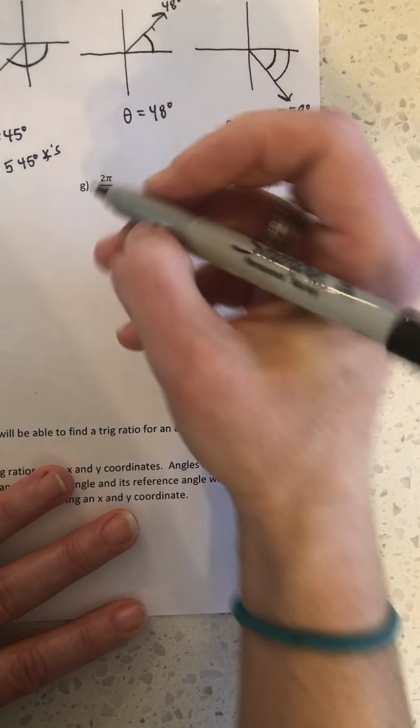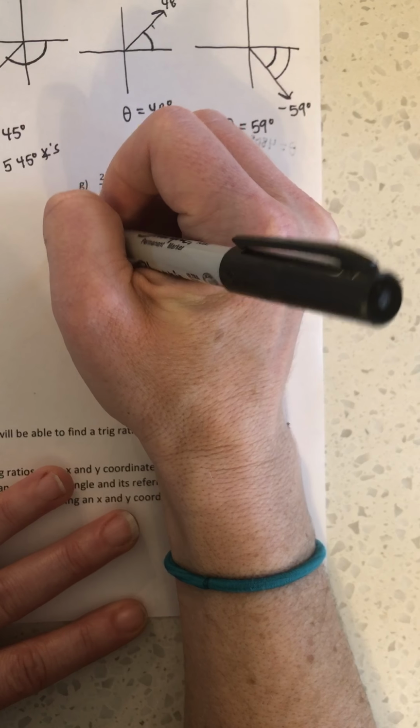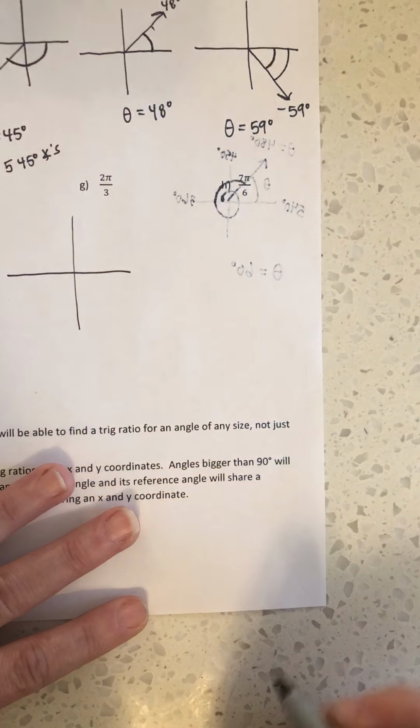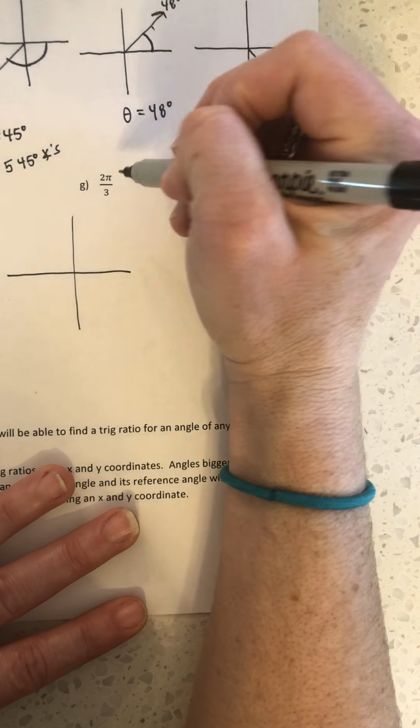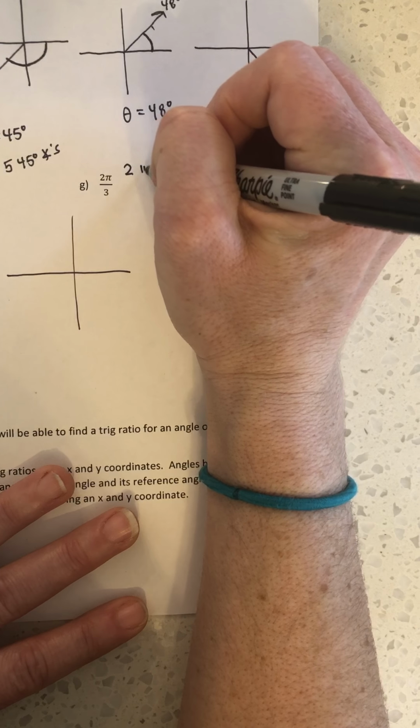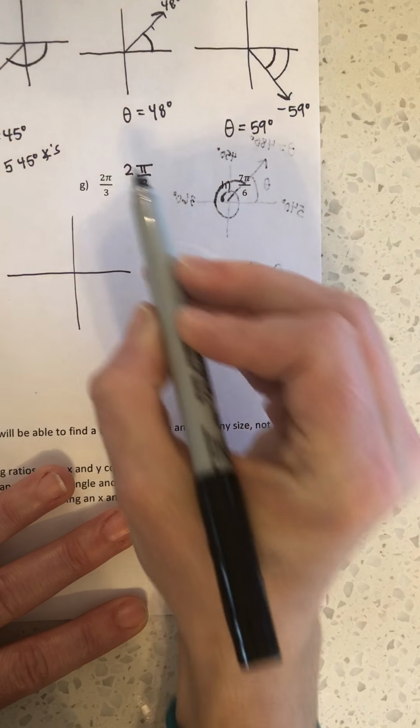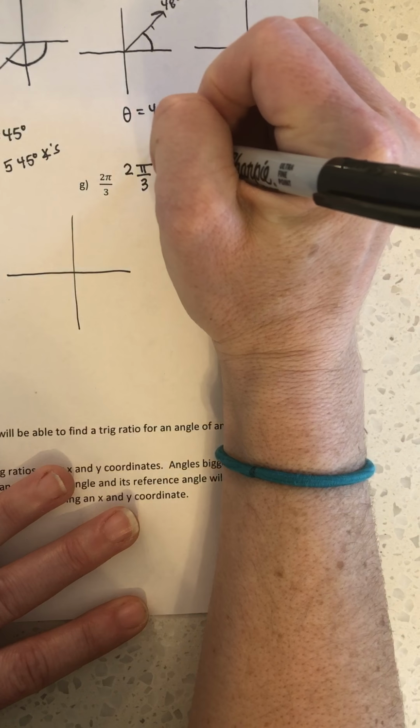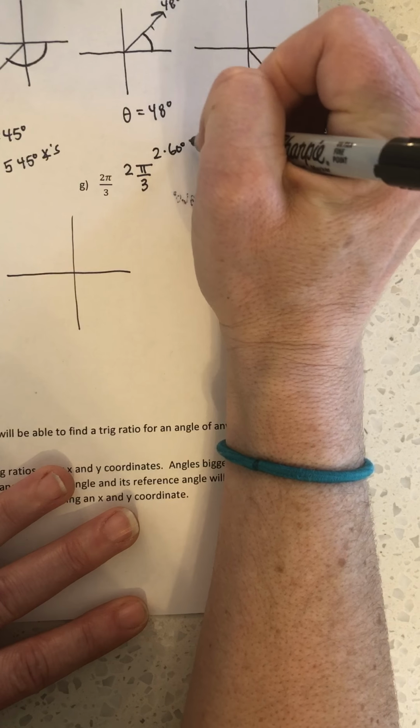What if you had 2 pi over 3? What is the reference angle to 2 pi over 3 radians? Well, again, you can think of this as 2 pi's over 3. So that's two 60-degree angles. I don't want you to forget that if it helps. Two 60-degree angles would land, well, the first 60, the second 60 would be 120. It would land in quadrant 2.